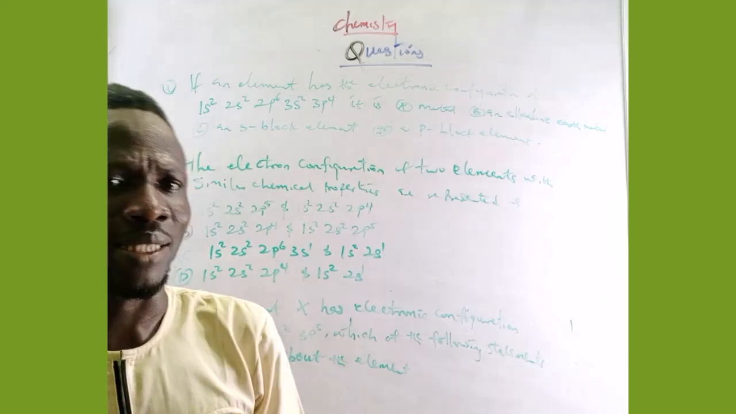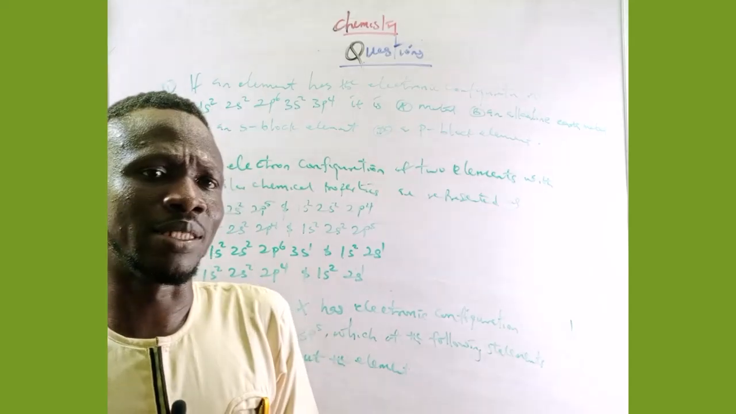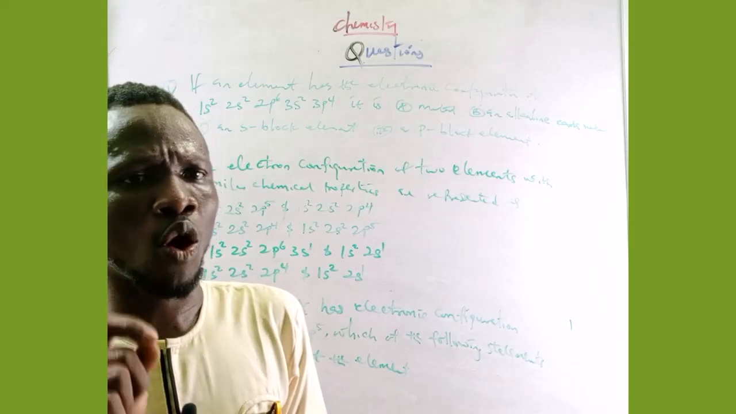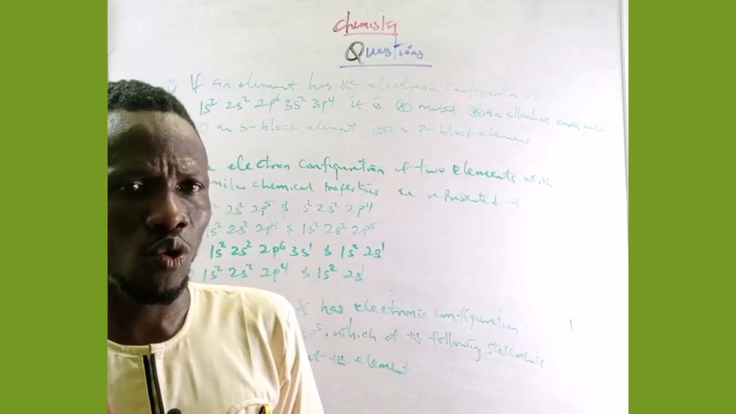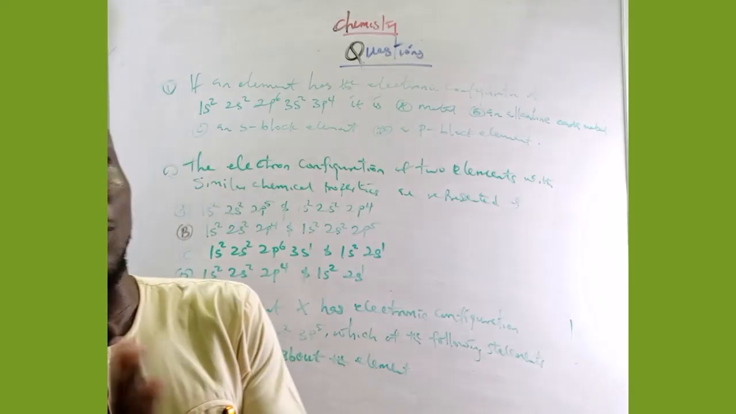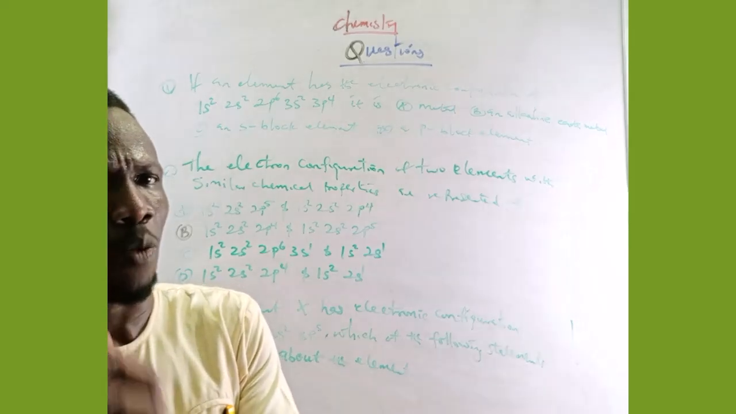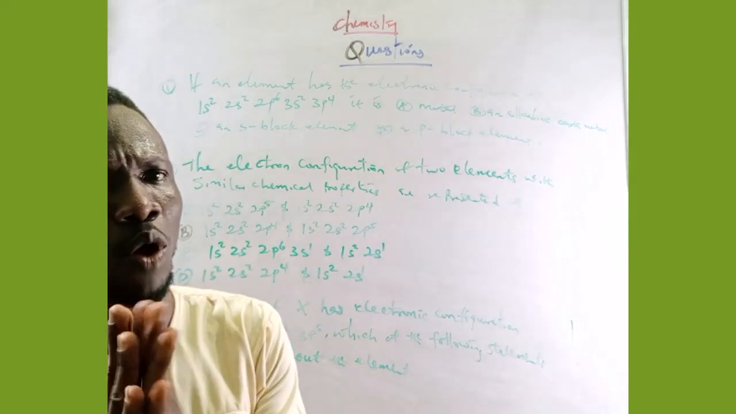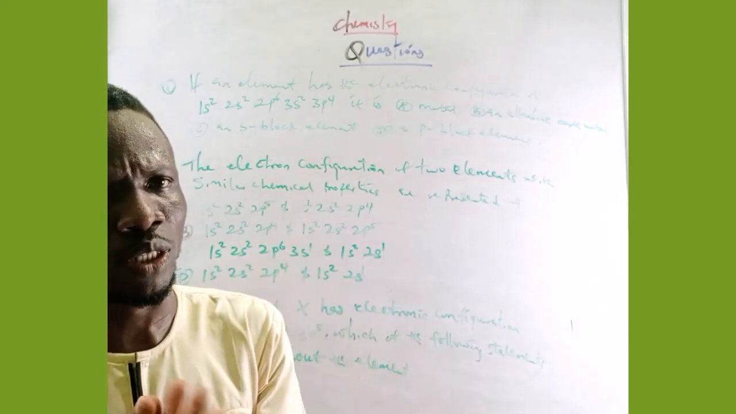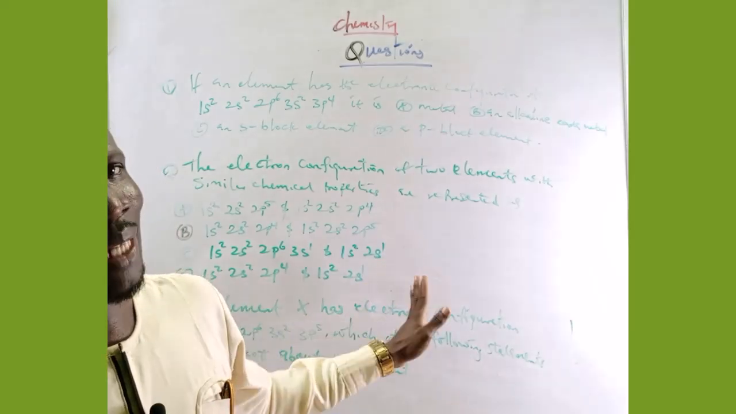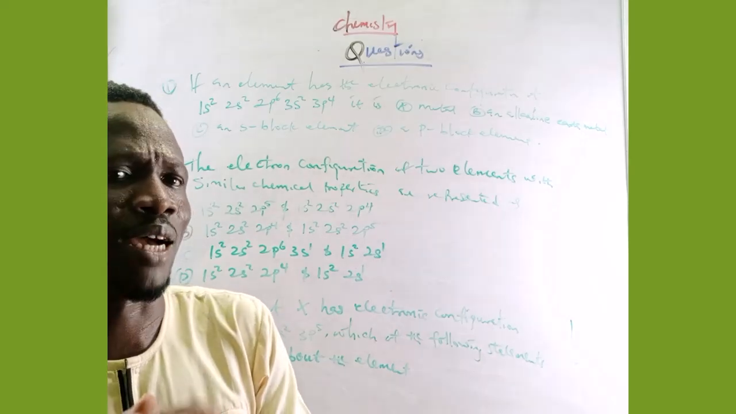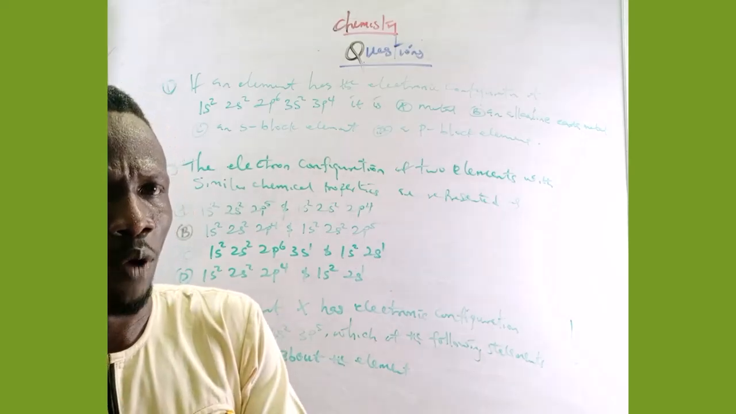If the last orbital is d orbital, the element is said to be a d block element. D block elements are called transitional metals. We're going to discuss that. If the last orbital is f orbital, the element is called an f block element. In the full periodic table, the lanthanide and actinide series are the f block elements. They have their own special features, just like d block elements.